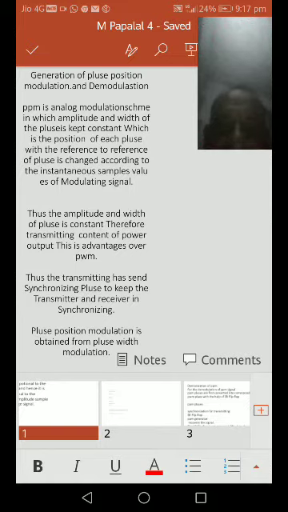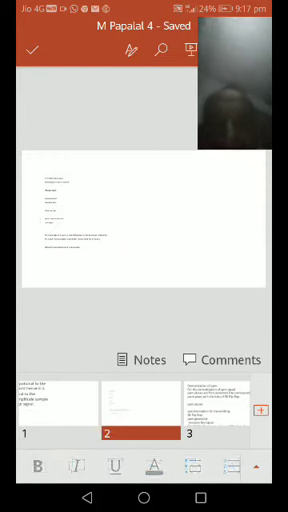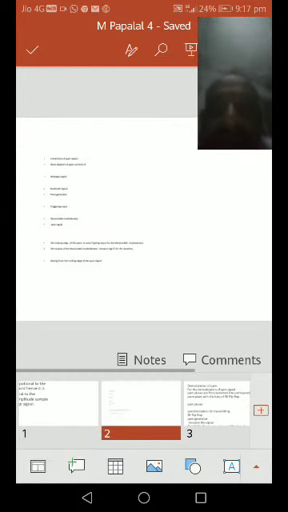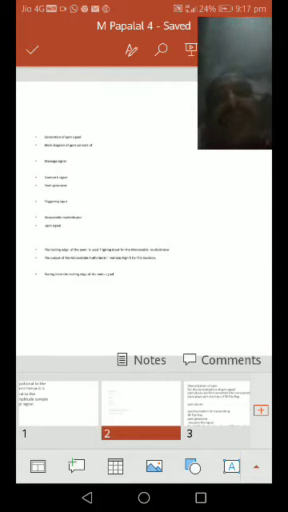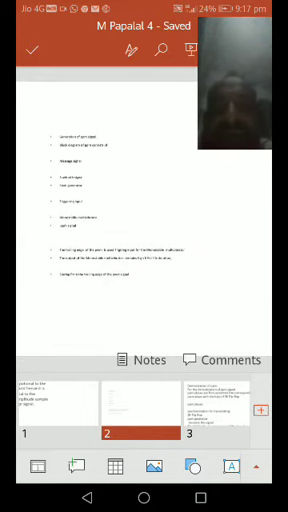Pulse position modulation is obtained from pulse width modulation. We explain generation of PPM with a block diagram. The block diagram of PPM contains the message signal and sawtooth waveform, a pulse width generator, the pulse width triggering input, and a monostable multivibrator, arranged sequentially.